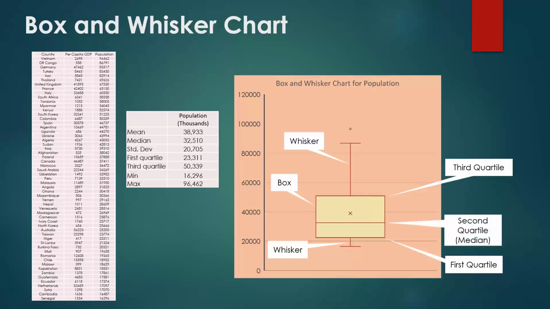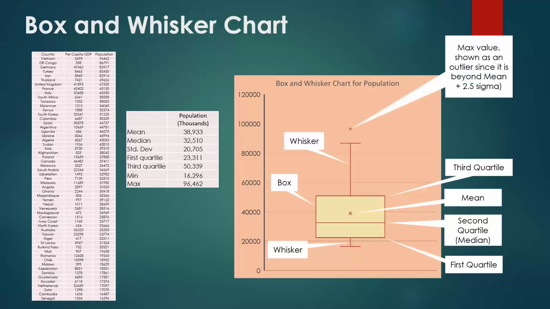The second quartile is the same as the median. So the median is 32,510, and you can tell this is roughly at 32,510. That's the mean with an X. The mean is 38,933, which is close to 39, which is close to 40, so this is very close to 40. That's the max value, 96,462. This is close to 100, so 96,462.